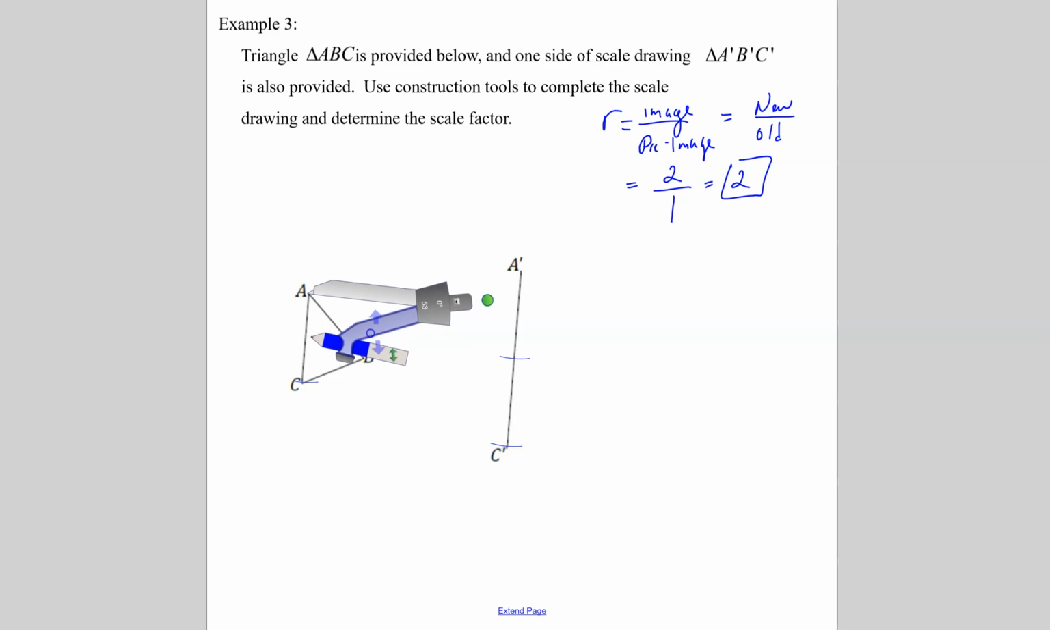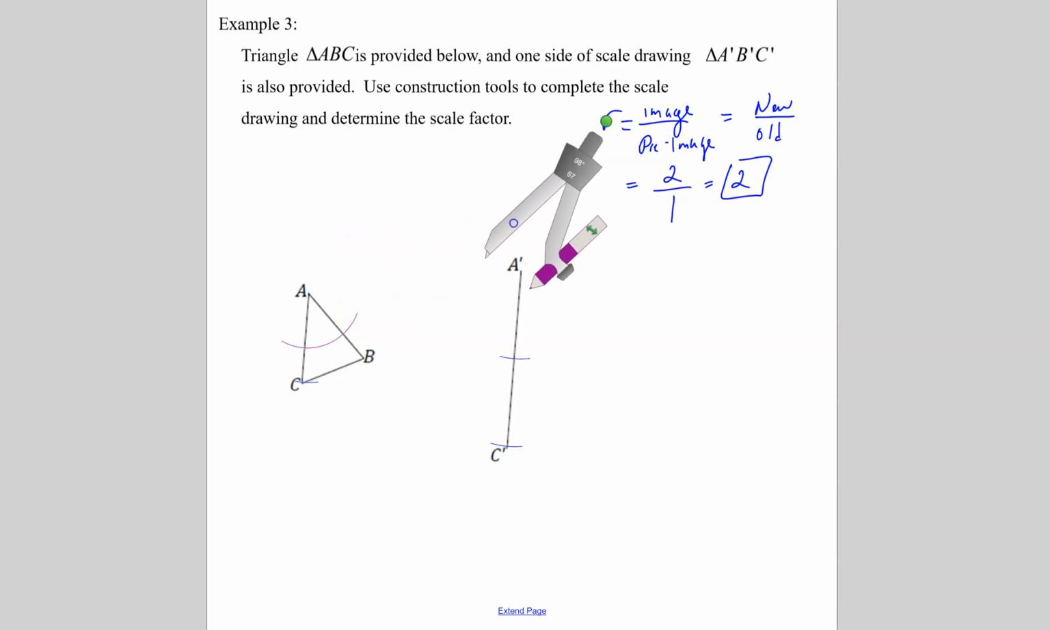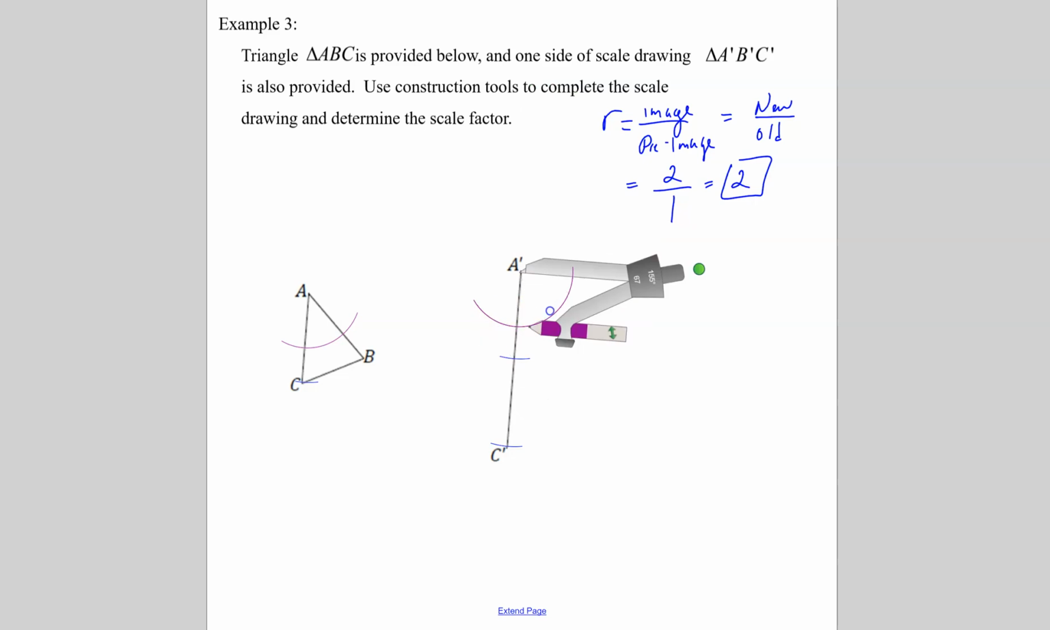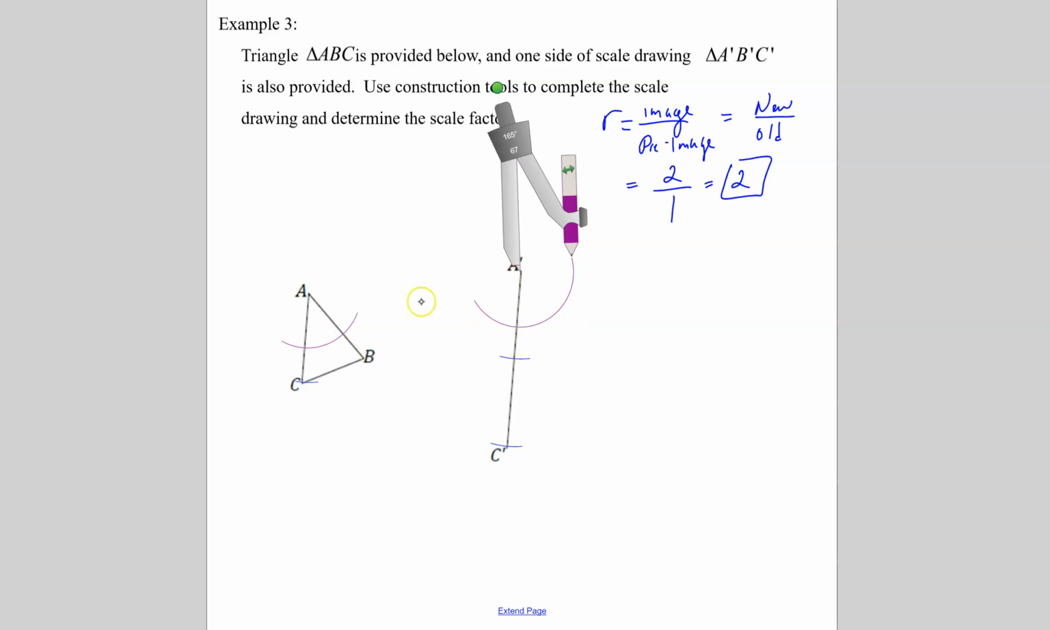So again, to perform an angle copy, I'll do it here in purple. We're gonna make an arc that intersects the angle in 2 spots, so those 2 spots. Without changing the size of my compass, I'm gonna go over to A prime and make the same size arc from A prime. So there's my arc, right? It's the same distance away from A and A prime, or that arc is the same distance away from both of those things.